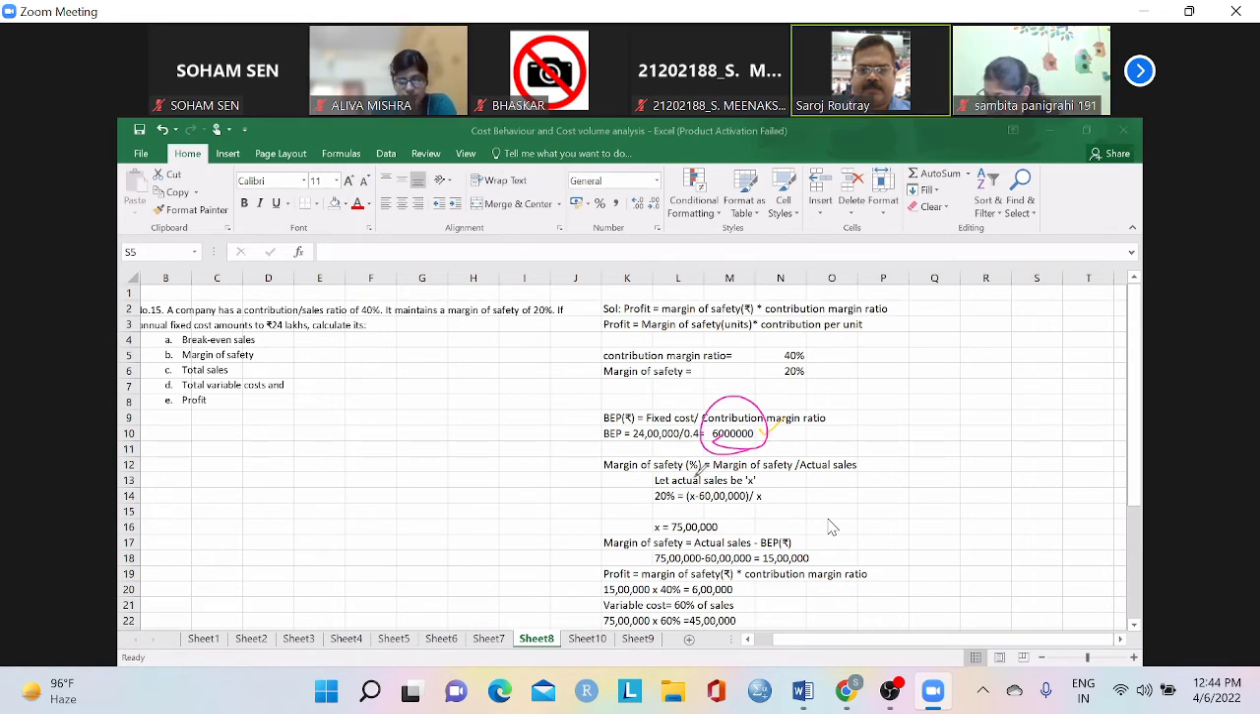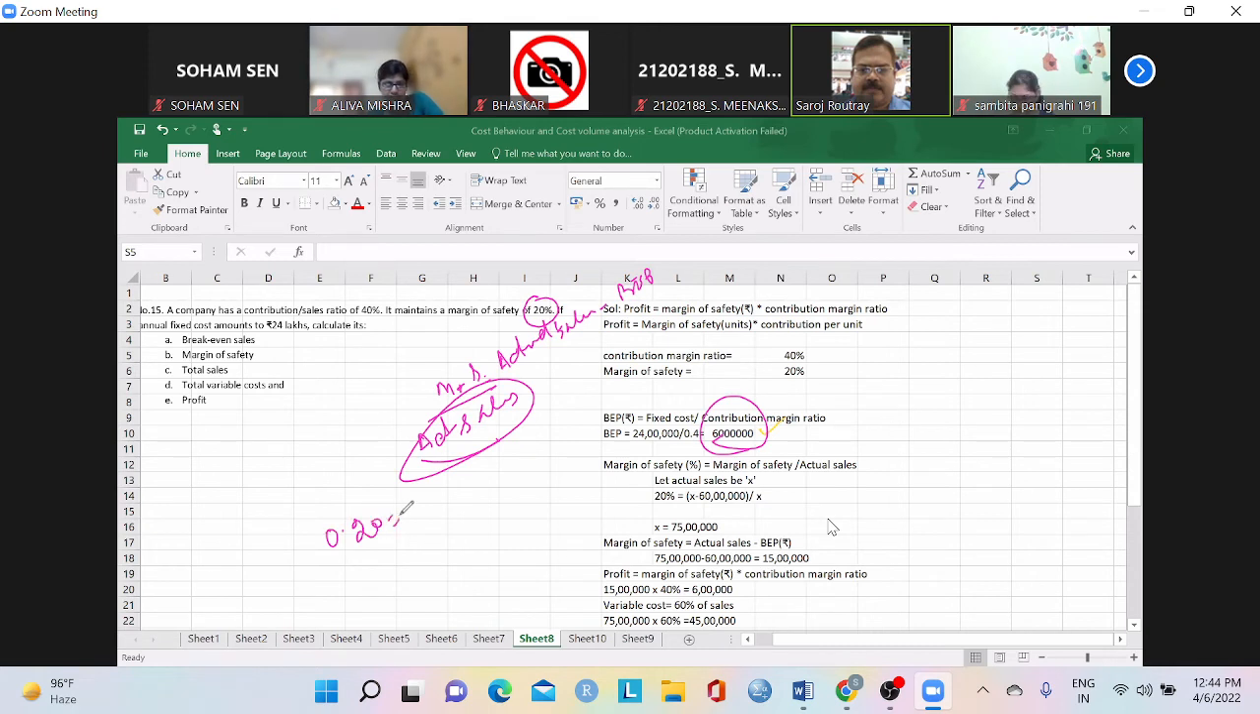Then margin of safety, the formula I was saying, margin of safety percentage, which is given here. The formula is margin of safety divided by sales. This is actual sales, right? So margin of safety divided by actual sales. Now what is margin of safety? Margin of safety is equal to actual sales minus BEP. What we don't know is actual sales, so you will have X. Margin of safety is 20%, 0.20.